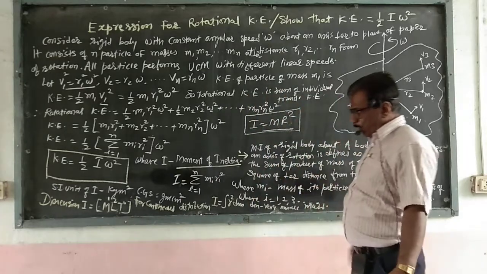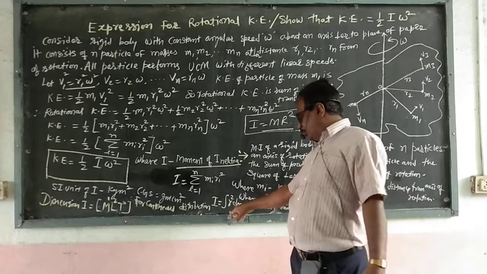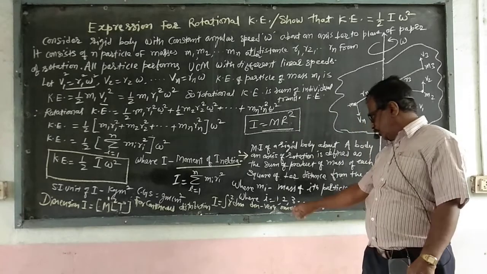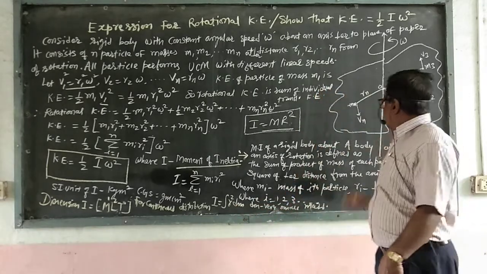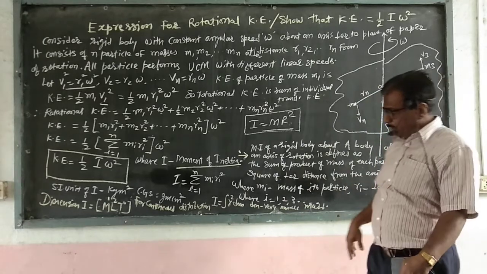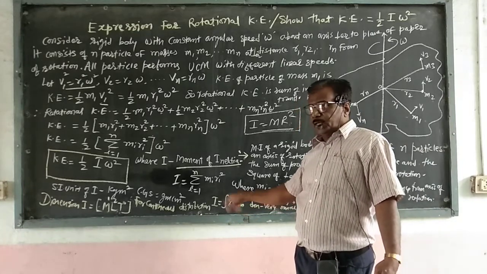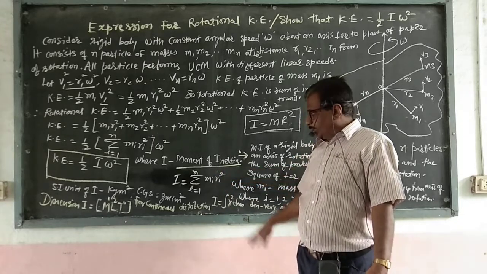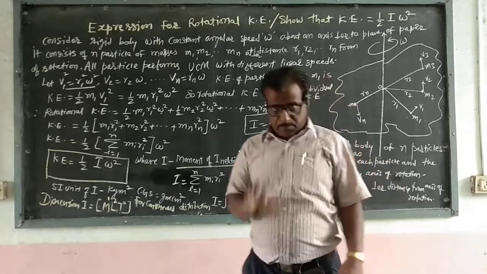Now for a continuous distribution, moment of inertia is represented by the integral of r square dm, where dm is called a very small mass and r is the perpendicular distance from the axis of rotation. So that is another formula used for moment of inertia, in terms of integration. The earlier formula is in terms of summation, and this other formula is in terms of continuous distribution.